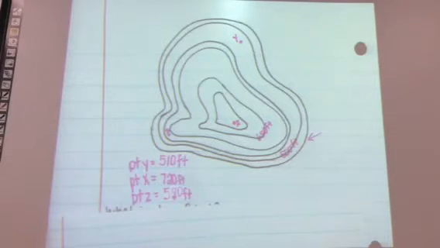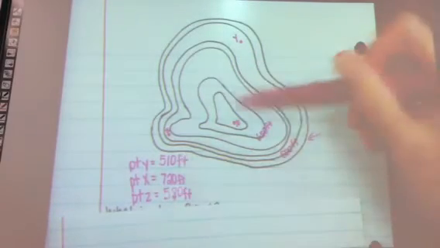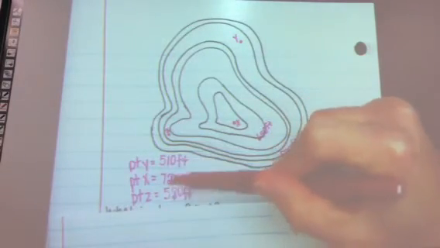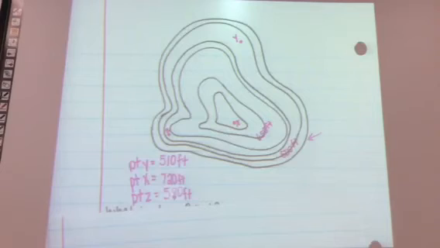Alright, so this is a topographic map. While y'all are continuing to write it down, I'm going to go over some stuff. Okay? So, I labeled these points. This is point X, this is point Y, this is point Z, and I told you what the different elevations of those points were.